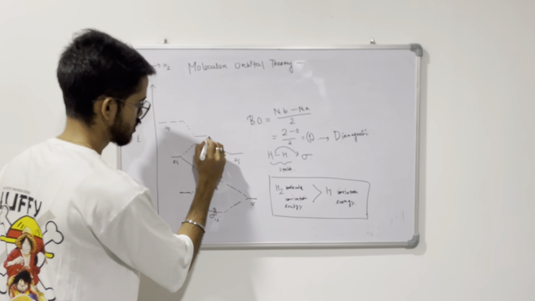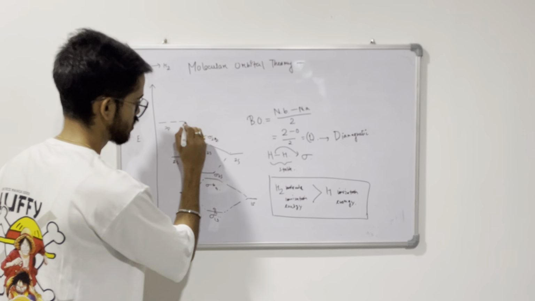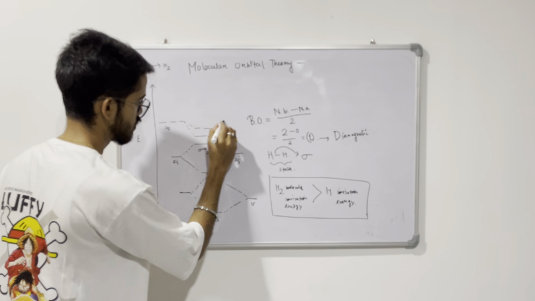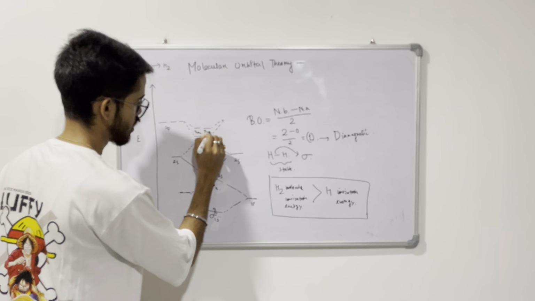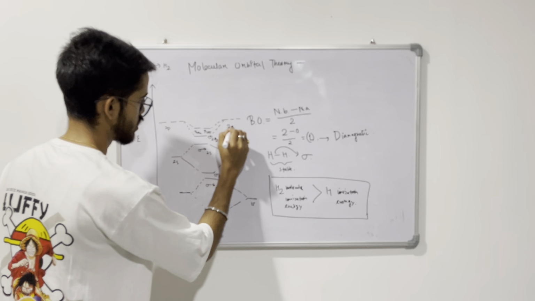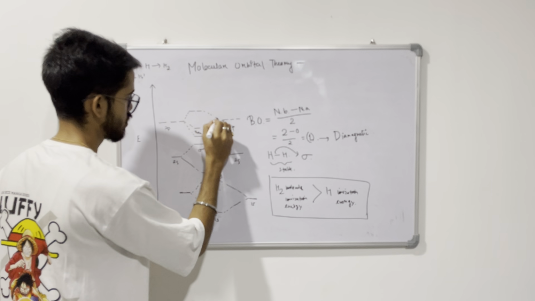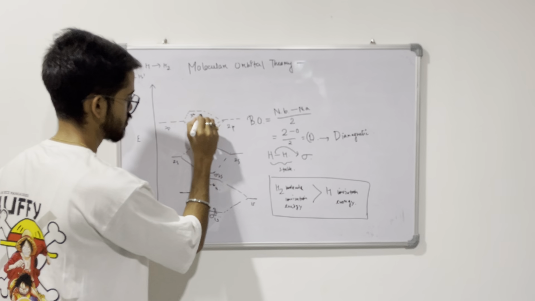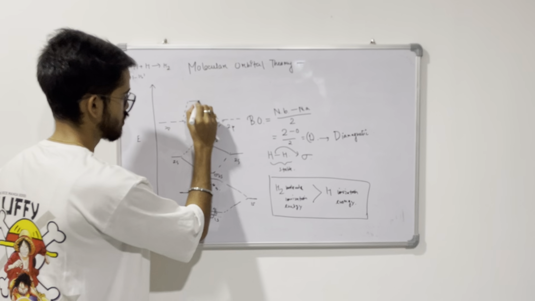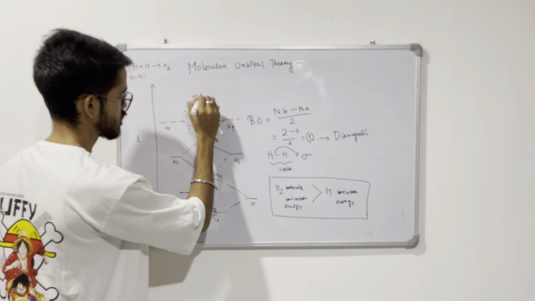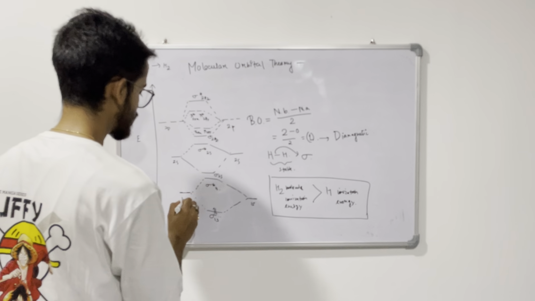This is what? Sigma 2s, sigma 2pz. This is pi, this is pi 2px, pi 2py. 2p. Pi star, pi star, 2px, 2py. Sigma star 2pz. The general trend of energy is this.